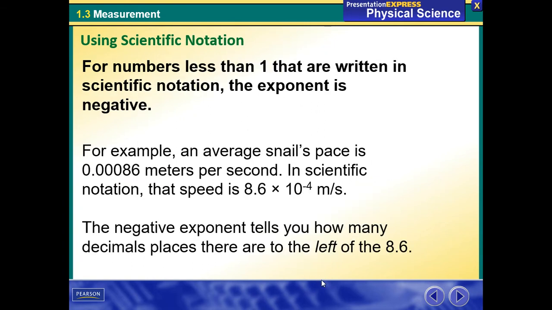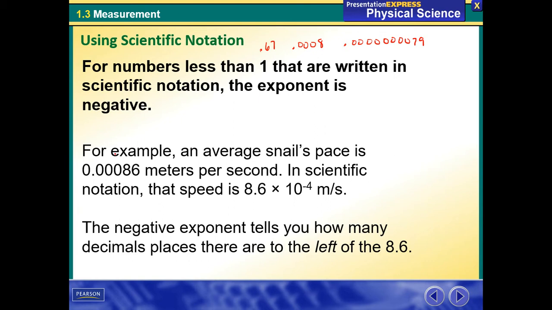For numbers less than 1, these are going to be written in scientific notation with the exponent being negative. So examples of numbers less than 1 could be 0.67, 0.00008, or 0.000000079. Any of those are possible examples.